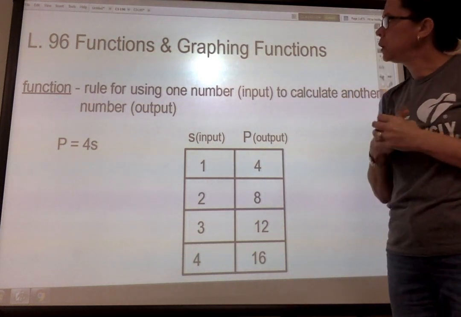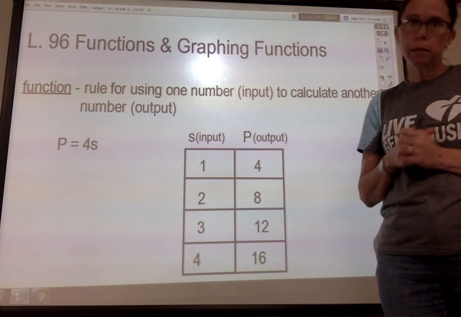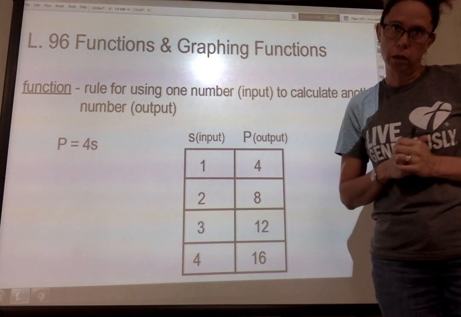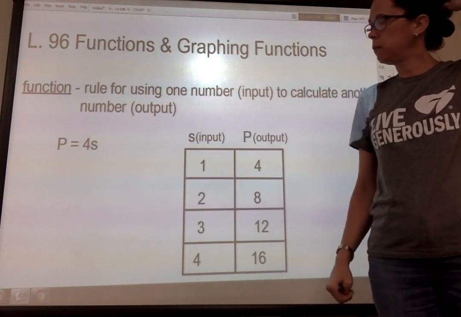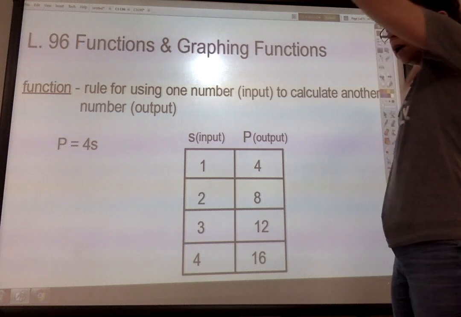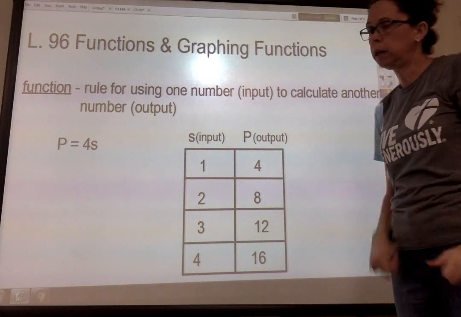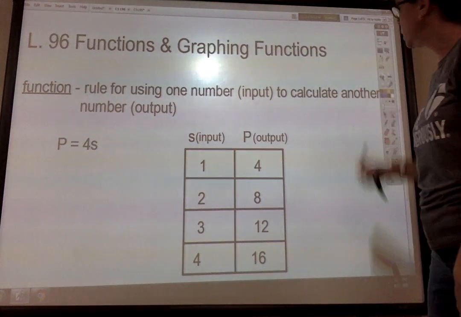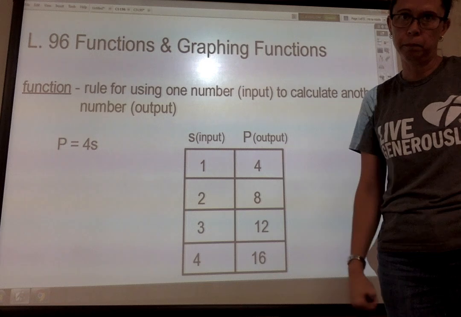We're going to be talking about functions and about graphing functions, okay? So you guys have been doing functions, you just didn't know that you were doing functions, okay? So make sure to get this rule or this definition in your notes, okay? A function is a rule for using one number, we'll call that the input number, to calculate another number, and that we'll call the output number, okay?